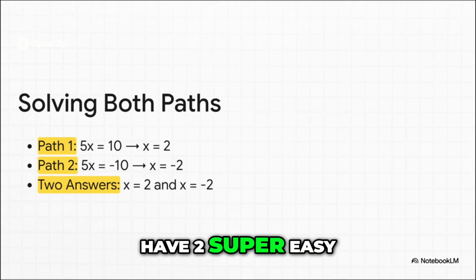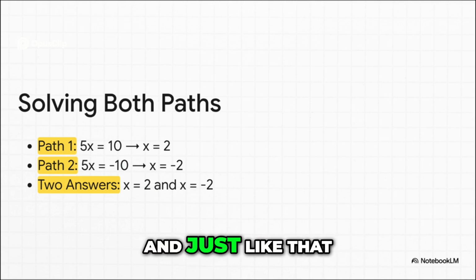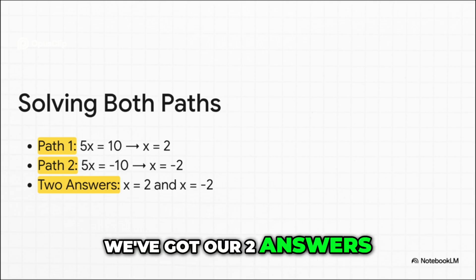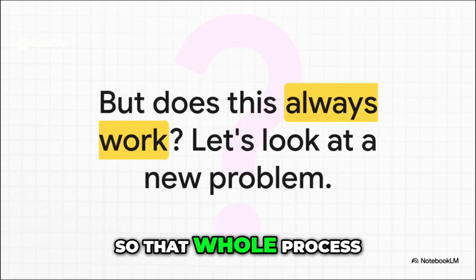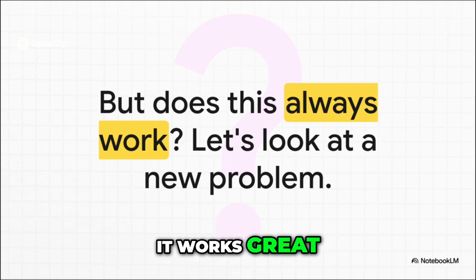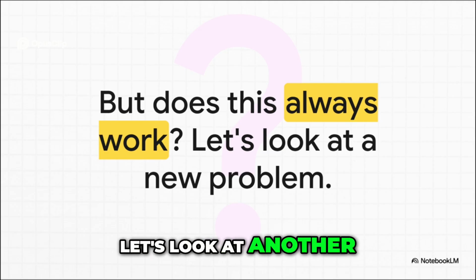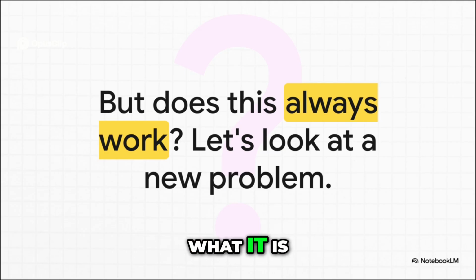And now we just have 2 super easy equations to solve. For the first one, divide by 5, and x equals 2. For the second one, divide by 5, and x equals -2. And just like that, we've got our 2 answers. Done. Okay, so that whole process, isolate, split, solve, it works great. But there's a catch. There's a really common trap that a lot of people fall into. Let's look at another problem and see if we can figure out what it is.